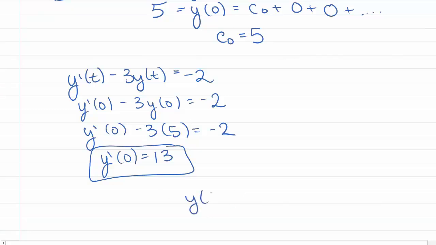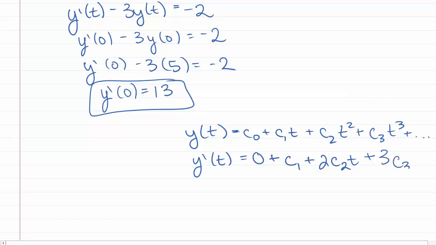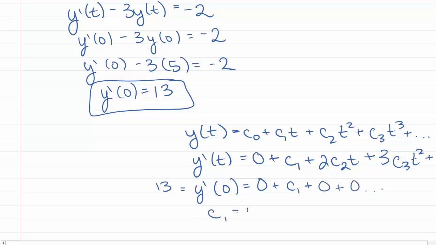So we can look at y of t equals c0 plus c1 t plus c2 t squared plus c3 t cubed plus dot dot dot. Now we can take that derivative. y prime of t is going to be 0 plus c1 plus 2 c2 t plus 3 c3 t squared plus dot dot dot. And so we know that y prime of 0 is 13, and also that it is 0 plus c1 plus a whole bunch of zeros. So c1 has to be 13.